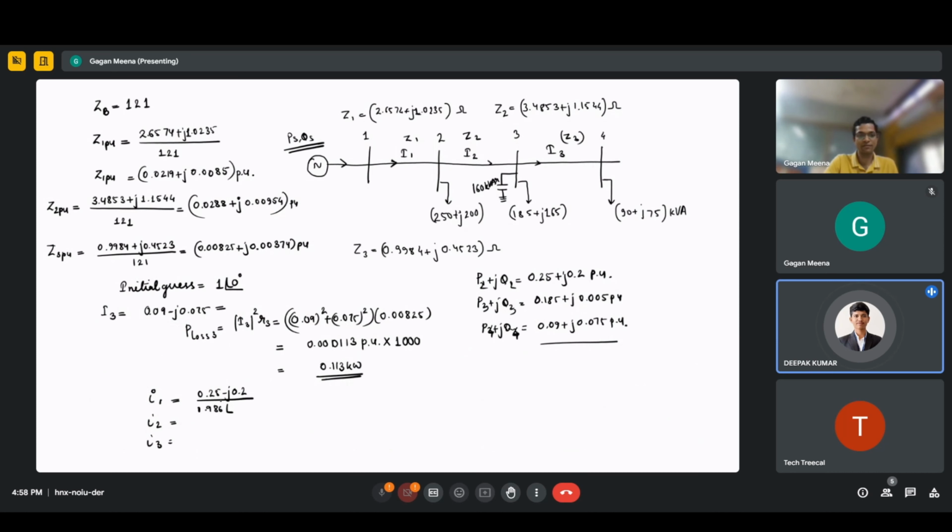Sir, generally in a written exam, will they give such lengthy calculations or not? They can ask for one iteration. Here also, in the assignment, there may be only a two bus system or a three bus system. Here we have a four bus system. So the system may be small, but you can expect one iteration.